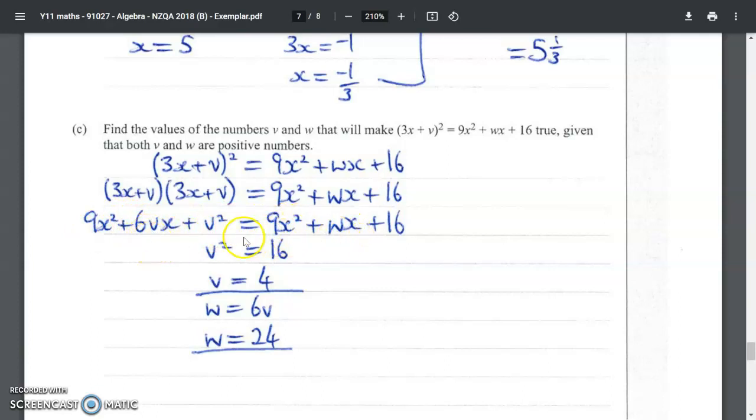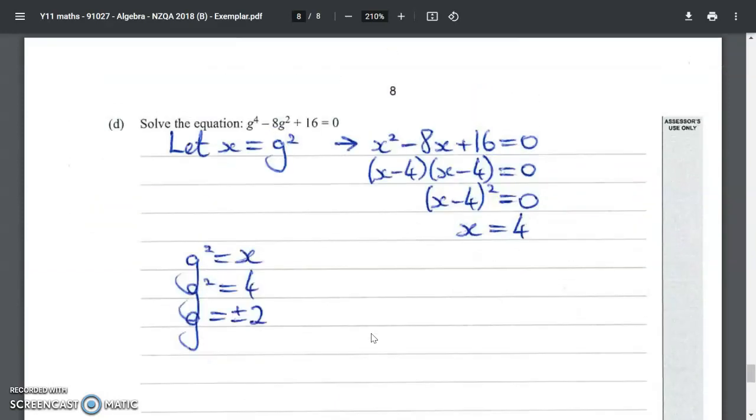must equal w, and we must have this b squared equals 16. Therefore b equals 4. b has to be a positive number, so it can't be negative 4, just positive 4. And then I've got 6b equals w, w equals 6b, w equals 24.